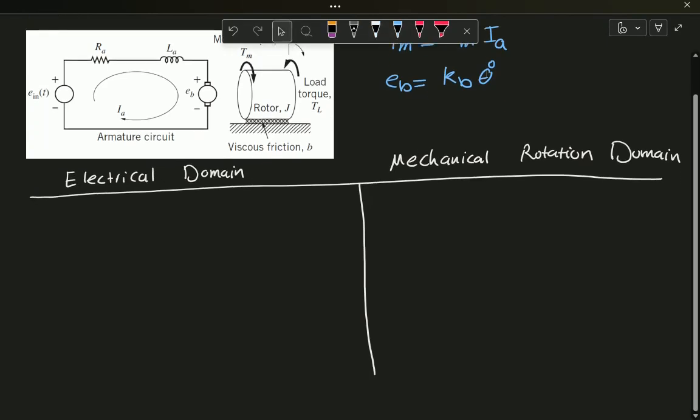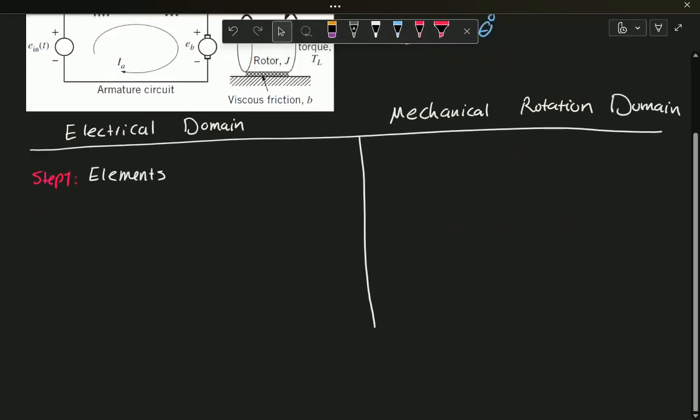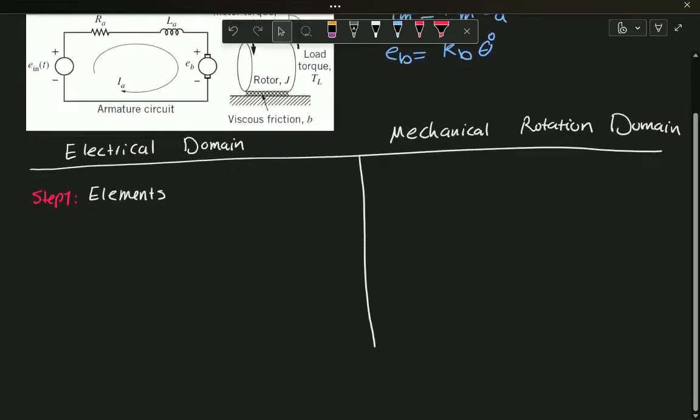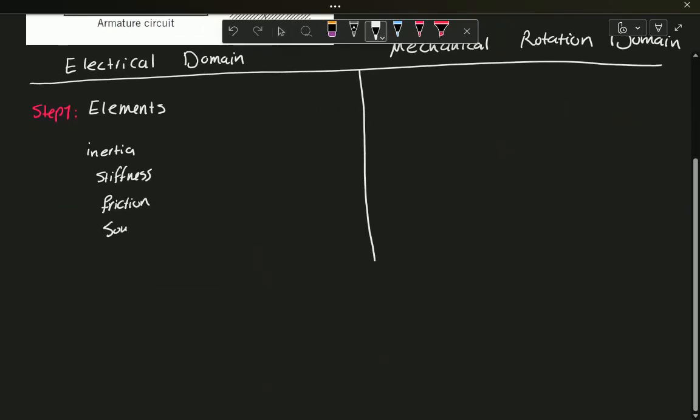So let's get into it. What we have here is basically an electrical domain and a mechanical domain. First I'm going to go to my step one, and I'm going to list the elements on the electrical side. We have done this one before. This is very simple. I'm going to have it as inertia, stiffness, friction, and my sources, and the number of ODs.